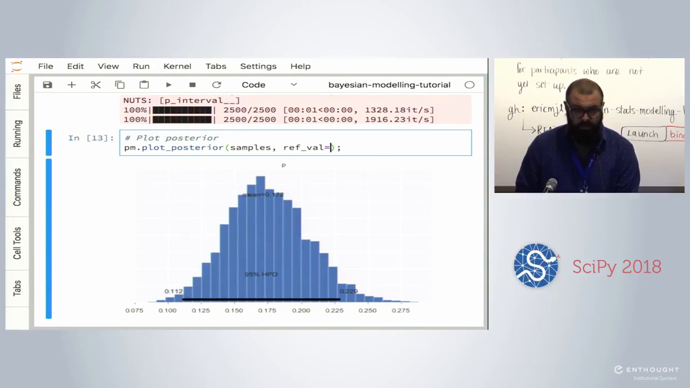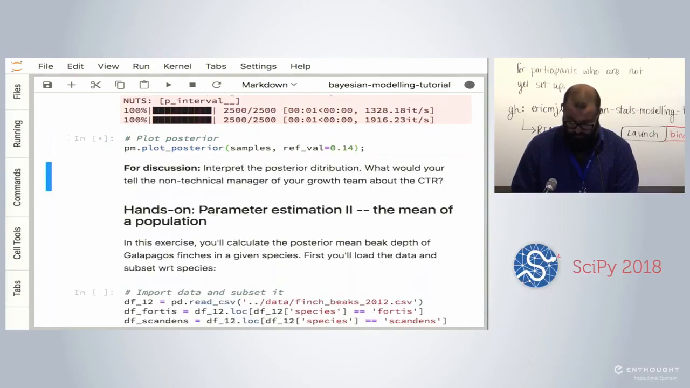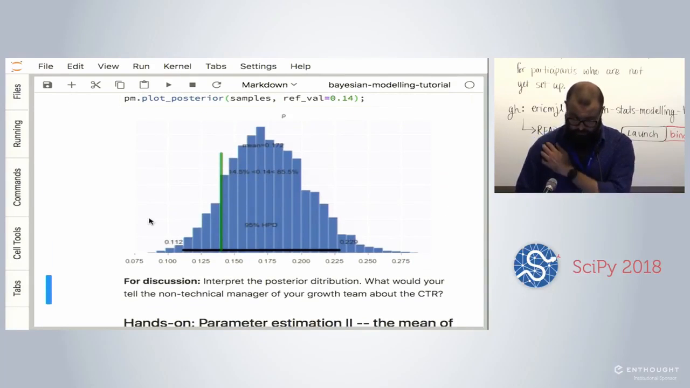We use the ref_val keyword argument, and I'm going to specify 0.14, and look at this. So here, it's given a reference value, and you can tell your manager that the model developed, given the data, under the assumptions that you've explicitly stated, tells you that you can be 85.5% certain that the click-through rate is above 0.14, okay?